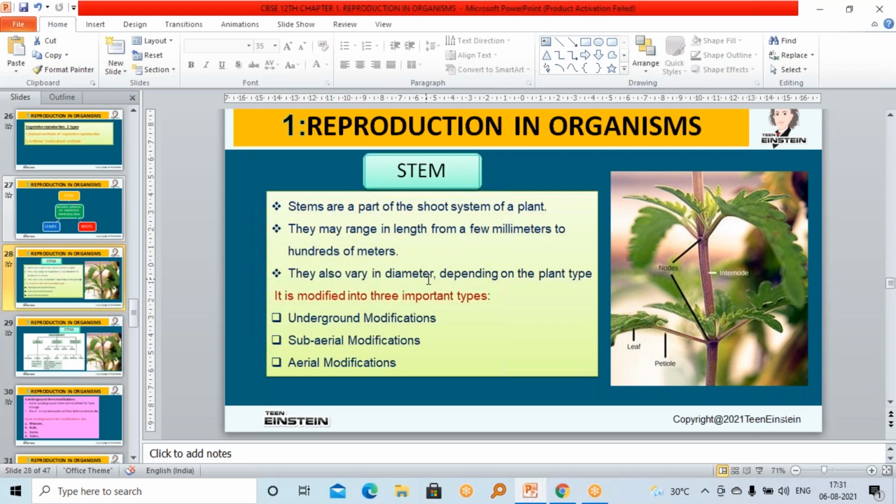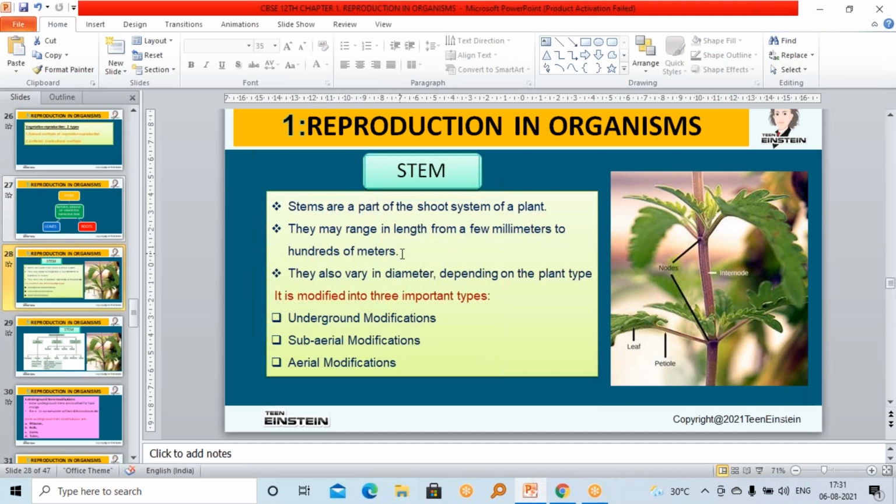And leaves help in photosynthesis. And the root of a plant helps in the anchoring of the plant and absorption of water and nutrients from the soil. Now let's come to the point. Vegetative reproduction by stem. That's what we are going to learn now.